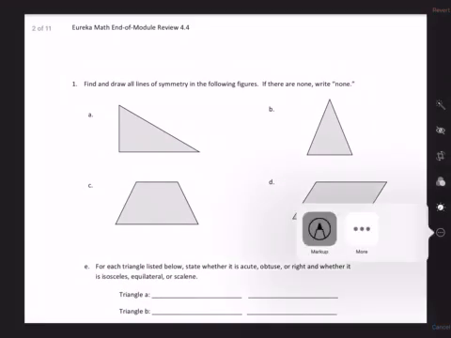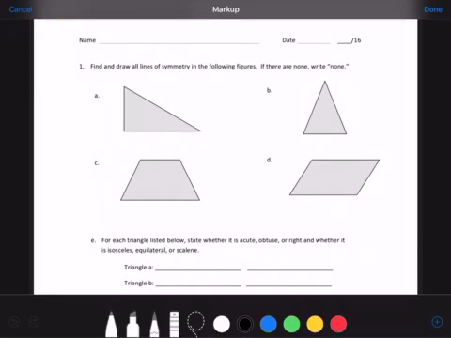So remember that symmetry means that if you folded the figure on that line, that it would match up exactly along the fold. So let's start with A. When we look at A, if I went from this corner across and folded it, this side would only come down to about there. So it would not be a line of symmetry. And so then you have to think about that for each of the other corners. If I do it there, this corner would come to here.